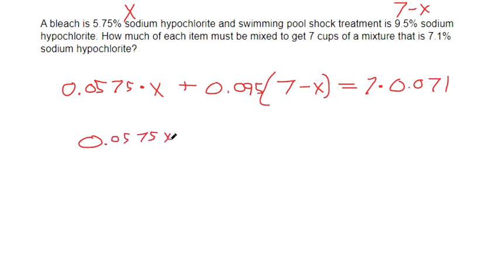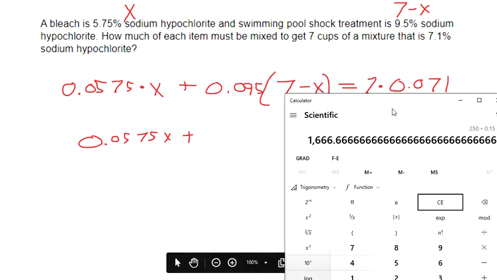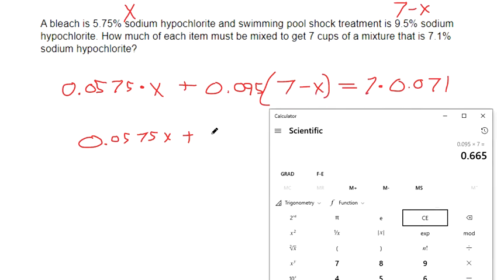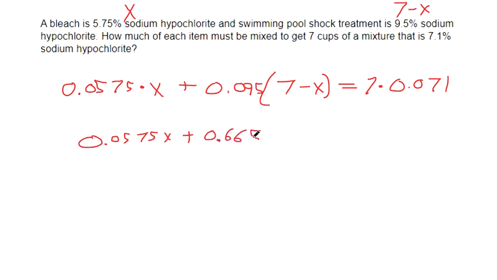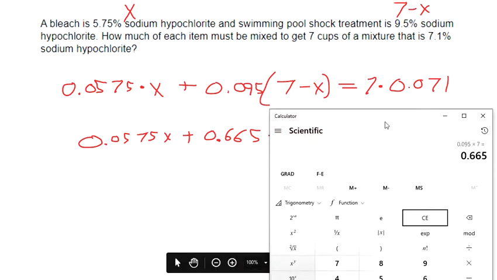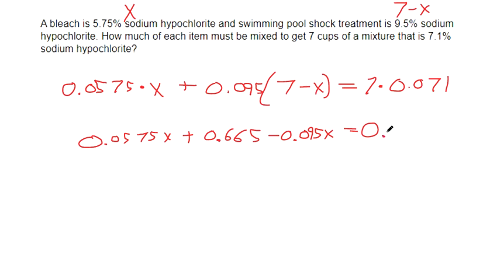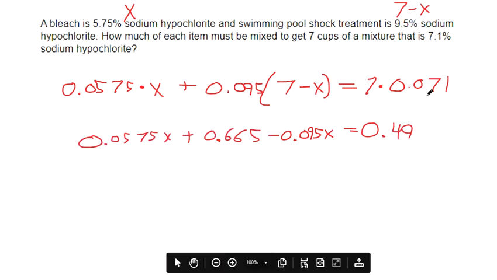So that's 0.0575x, and then distribute this 0.095. That makes 0.665 minus 0.095x, right? Because we got to distribute it. And that should equal 7 times 0.071. That makes 0.497 over here. Getting closer to solving it.